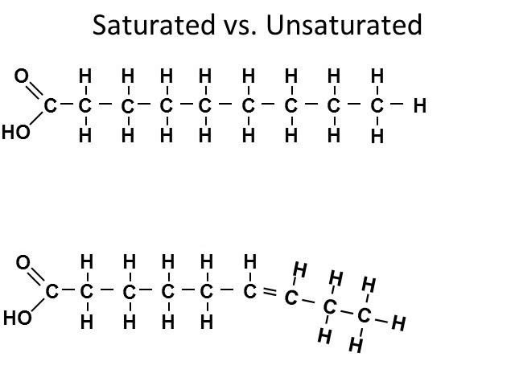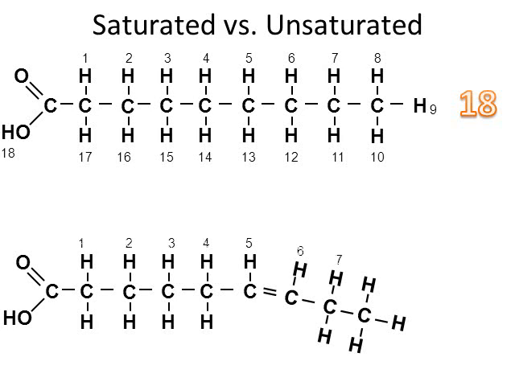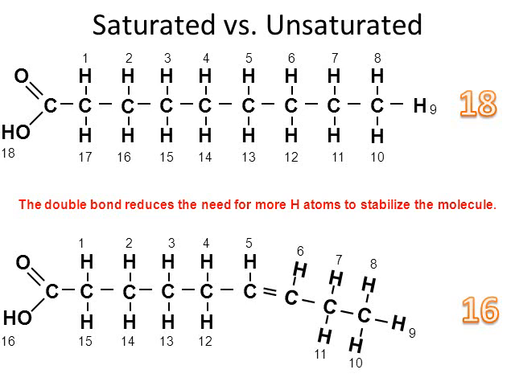So if we just put a picture of a saturated fatty acid on top and an unsaturated fatty acid on the bottom, and we count up the hydrogens really quick, and you can see the hydrogens being counted, there are 18 in the saturated fat on top. But because of that double bond, there's less room for hydrogen to attach to the unsaturated fatty acid on the bottom, only 16. So that double bond, as I said earlier, is going to reduce the need for more hydrogen atoms to stabilize the overall molecule. This is what we call an unsaturated fatty acid on the bottom, and on the top it's what we call saturated because it's full of hydrogen.